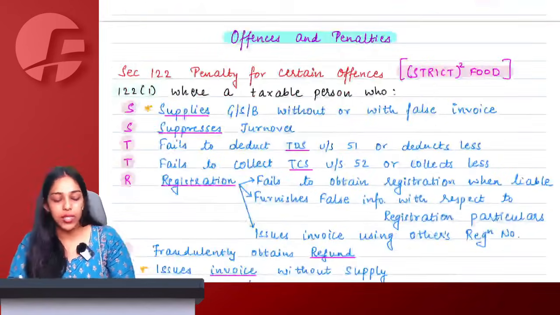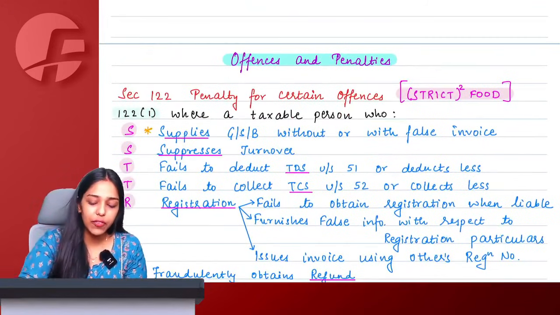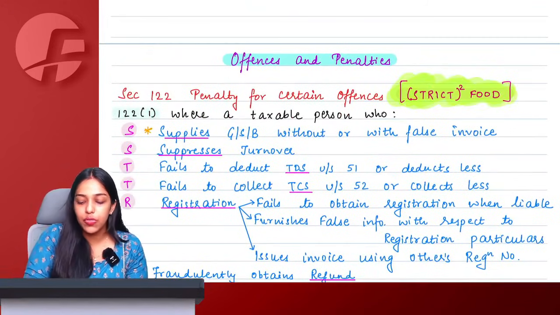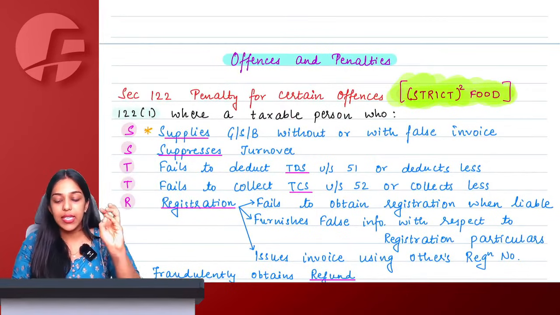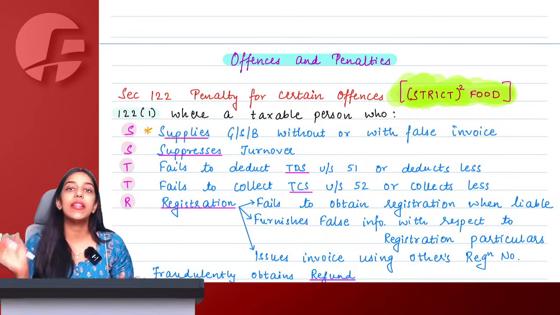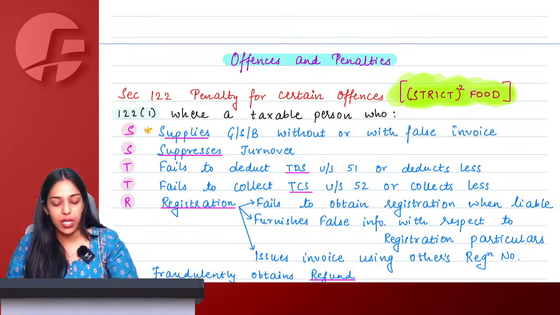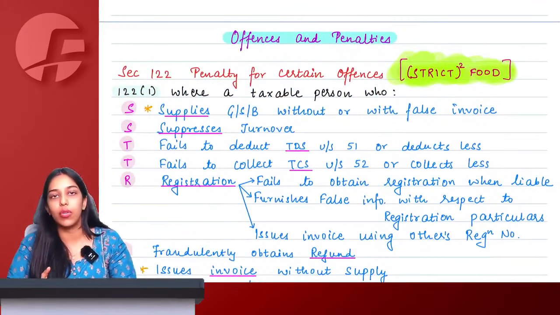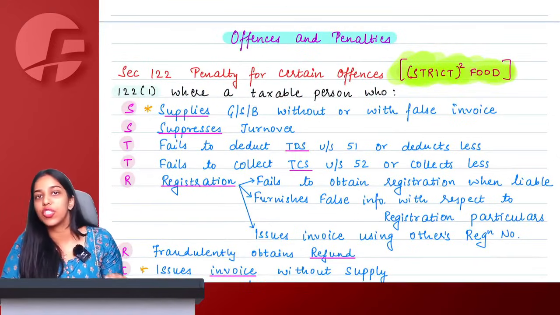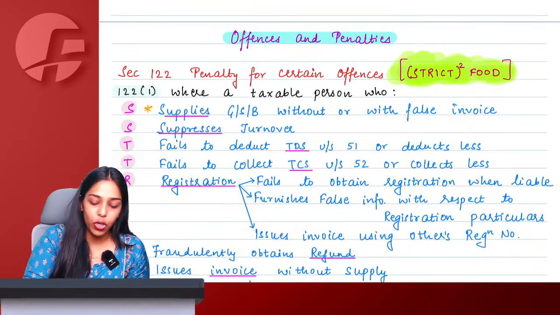Okay ma'am, what is the list? We've created a very simple mnemonic: STRICT FOOD. Strict is twice, and then food, which means STRICT, STRICT, and then FOOD. For all of these offences, we have a single penalty only: amount of tax involved or 10,000 under CGST Act, whichever is higher. Okay ma'am, what is STRICT FOOD?